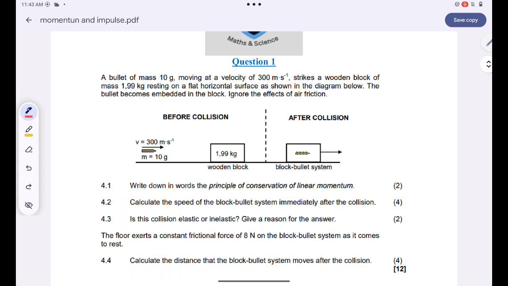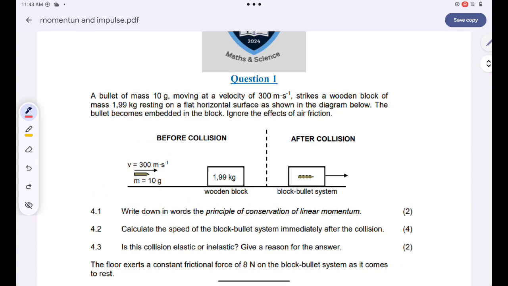Okay, before we start, we are told that we must ignore the effects of air friction. There's no applied force here, there's no tension, which simply means there are no non-conservative forces. If there are no non-conservative forces, we are dealing with a closed system, or rather an isolated system. Are we together?